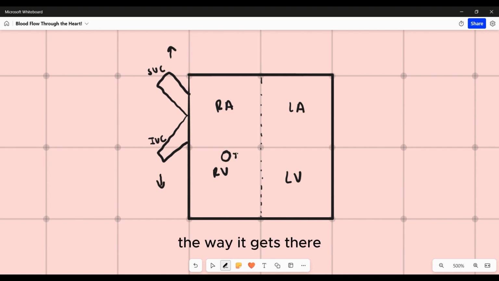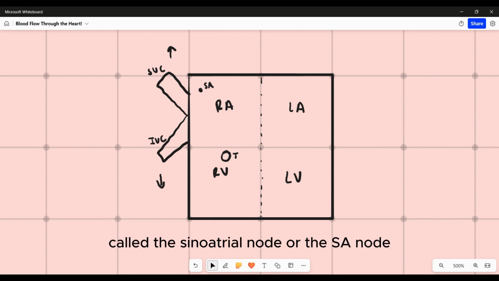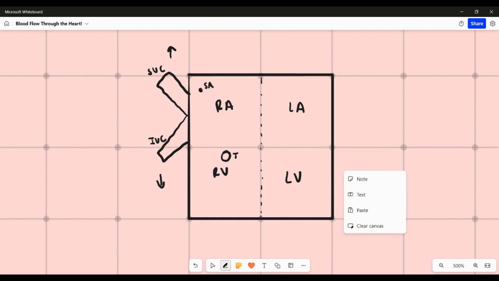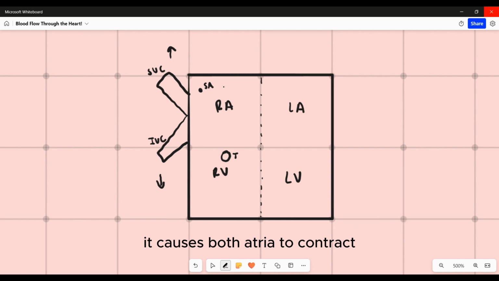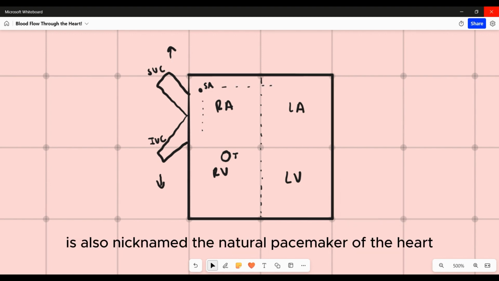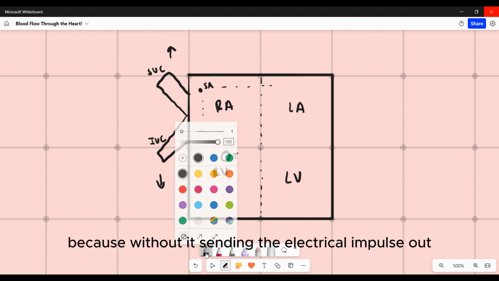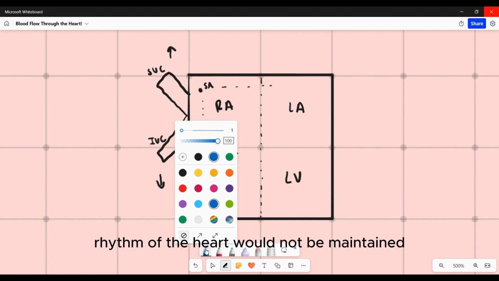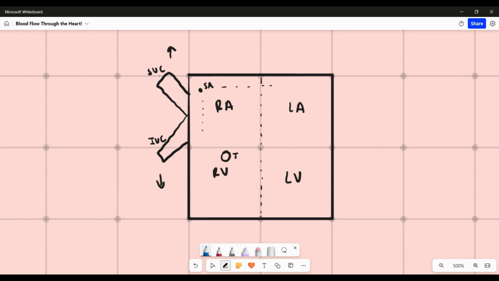The way it gets there is because of an electrical impulse from a node over here in the top of the right atrium called the sinoatrial node, or the SA node. It causes both atria to contract, which pushes blood to the ventricles. The SA node is also nicknamed the natural pacemaker of the heart because without it sending the electrical impulse out, the normal sinus rhythm of the heart would not be maintained.